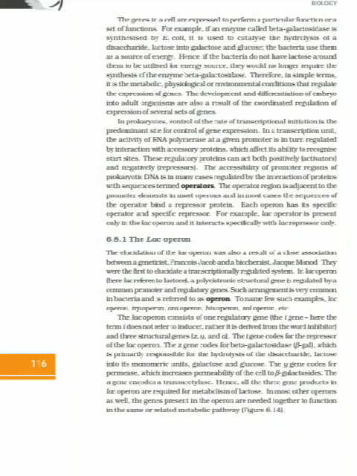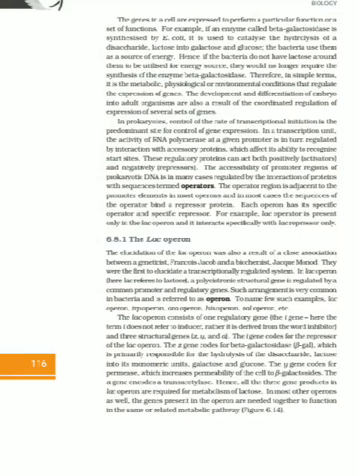In lac operon, here lac refers to lactose. A polycistronic structural gene is regulated by a common promoter and regulatory genes. Such an arrangement is very common in bacteria and is referred to as operon. To take a few such examples: lac operon, trp operon, ara operon, his operon, val operon, etc.